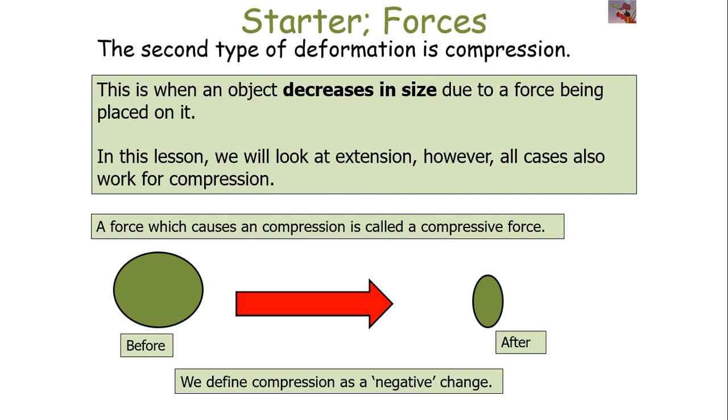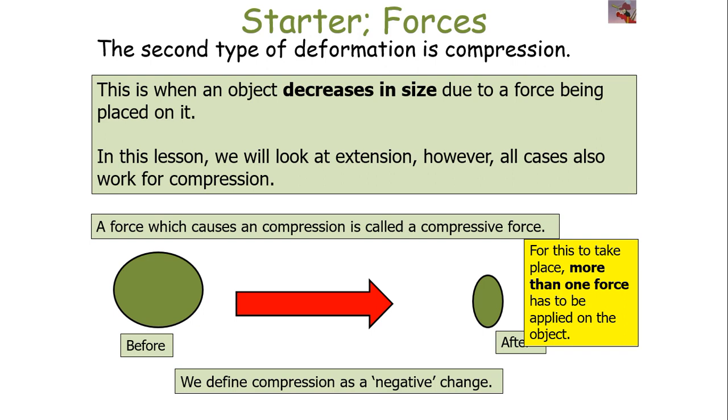A force that causes a compression is what we call a compressive force. We're going to define compression as a negative change in length. So when a compression is applied, the material gets smaller or shorter in length compared to before the force was applied. Again, because we're looking at resultant forces, more than one force has to be applied to the object.